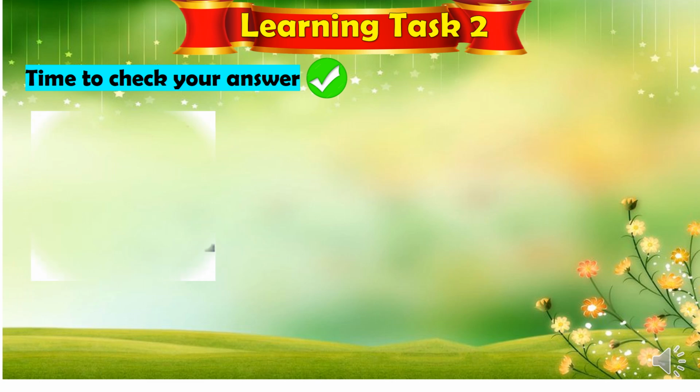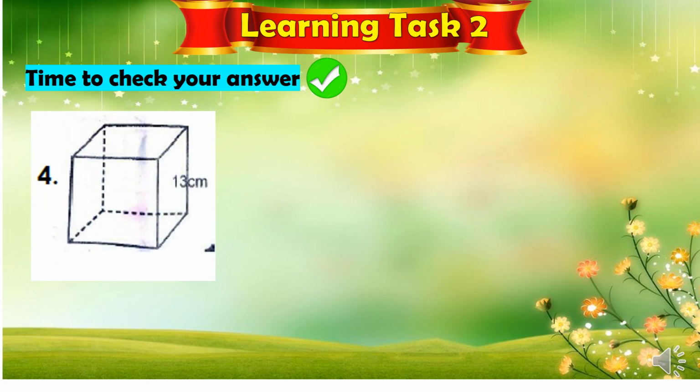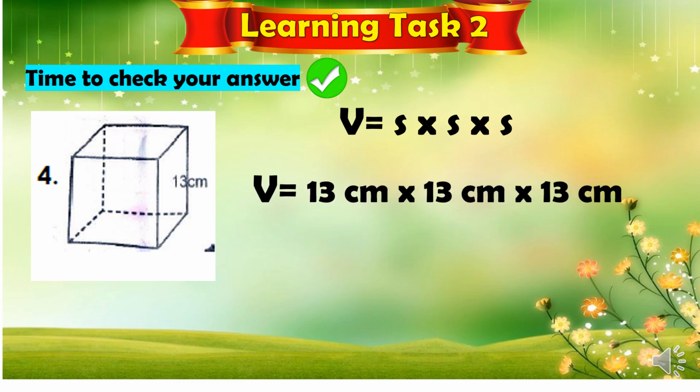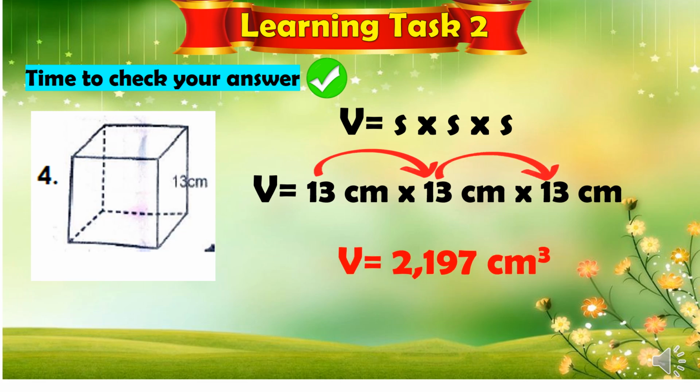For number 4, okay, this is a cube because it has only one measurement of the side, which is 13 centimeters. So we will be using the formula V equals S times S times S. When we substitute, we will have 13 centimeters times 13 centimeters times 13 centimeters. That will give us a volume of 2,197 cubic centimeters.